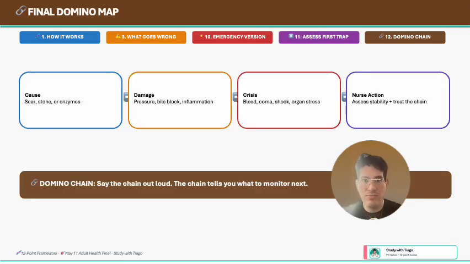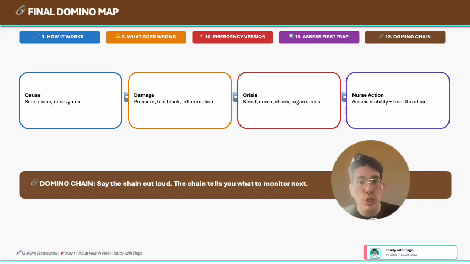Now, the final domino map, okay? Cirrhosis can go scarred liver to portal hypertension, to varices, to bleeding, shock, right? The chain tells me to monitor bleeding, blood pressure, heart rate, mental status, and prepare for urgent treatment. Cirrhosis can also go scarred liver to poor ammonia clearance, to confusion, to falls, aspiration risk, or coma. The chain tells me to monitor mental status, safety, lactulose response, stools, hydration, and electrolytes.